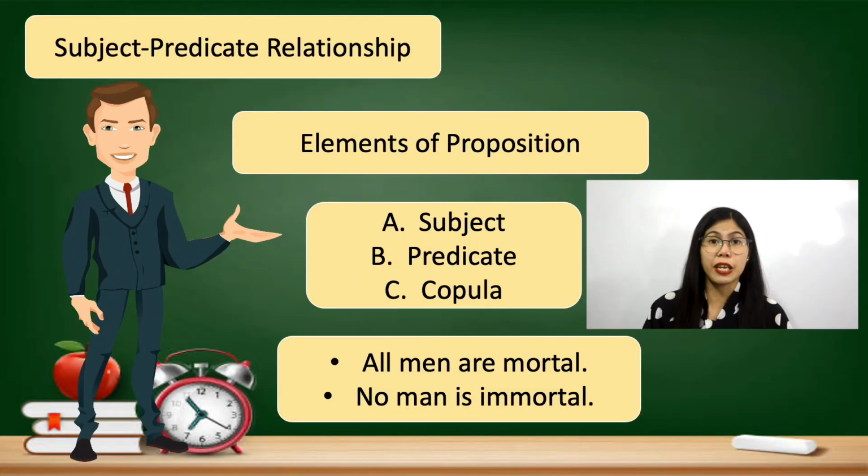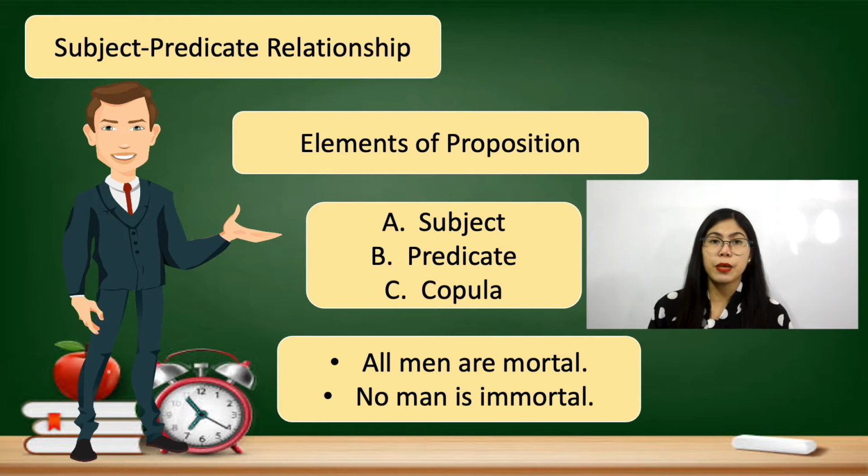Now, those statements or categorical propositions are characterized by subject-predicate relationship. The elements of a proposition are the subject, predicate, and the copula. The subject is the one being talked about. The predicate is the one that affirms or negates, or let's say denies the subject. It always tells something about the subject, and both the subject and the predicate are linked by the copula, or the so-called linking verb.